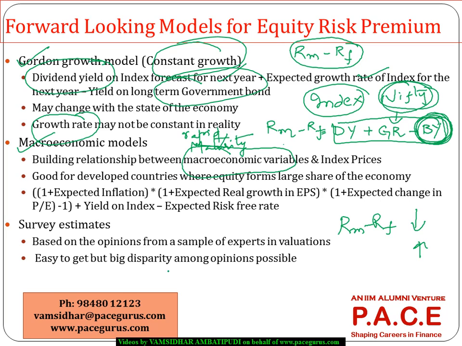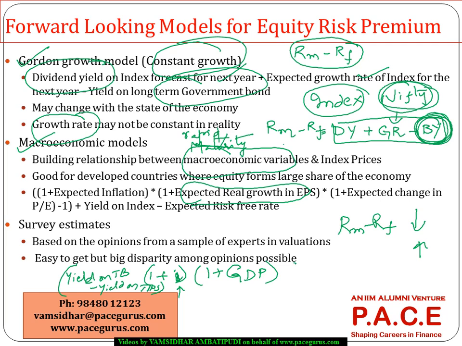One common macroeconomic model takes three major factors. One is the inflation rate, which can be estimated based on the yield on treasury bonds minus the equivalent yield on TIPS, treasury inflation protected securities. Whatever difference in yield comes up is an indicator of the inflation rate during the period. I take another factor, 1 plus the expected real growth rate in the EPS, earnings per share. Earnings will grow on average at the rate of GDP, so I can take GDP as one more factor, and the expected change in the P by E ratios.